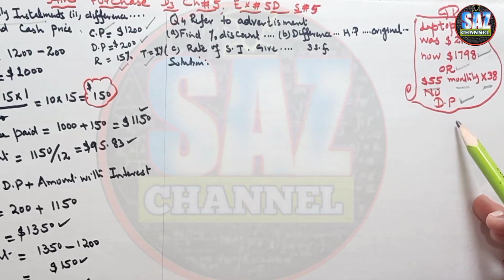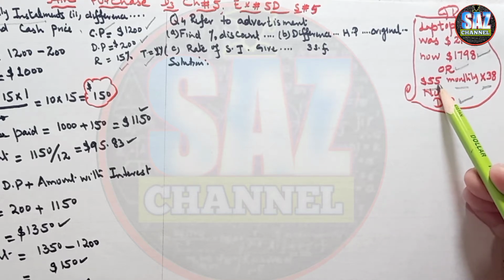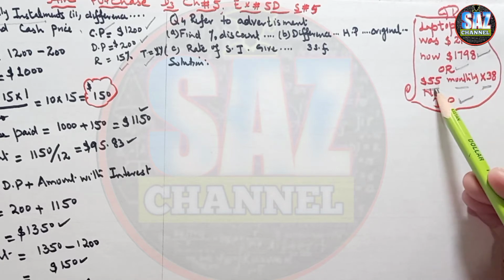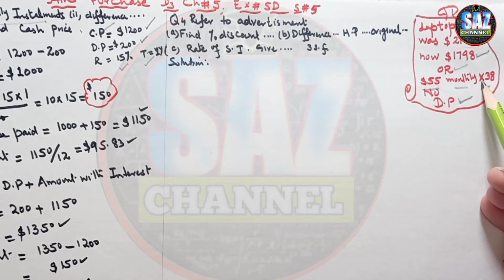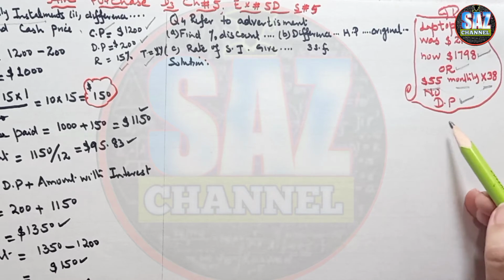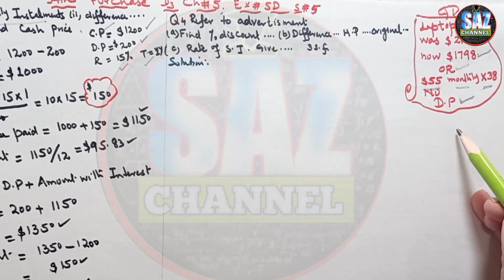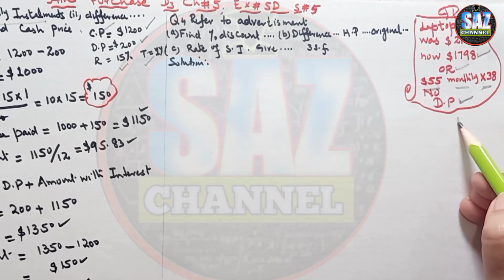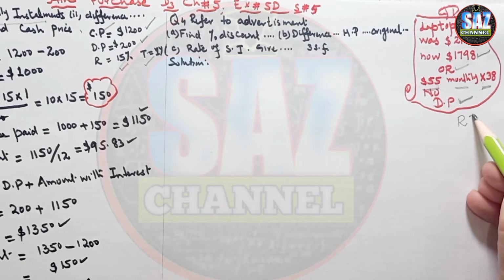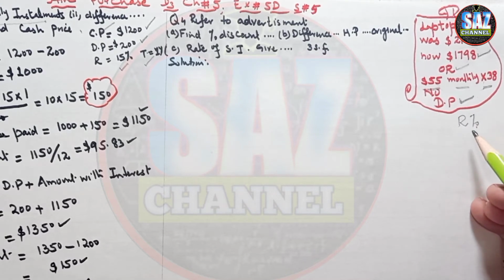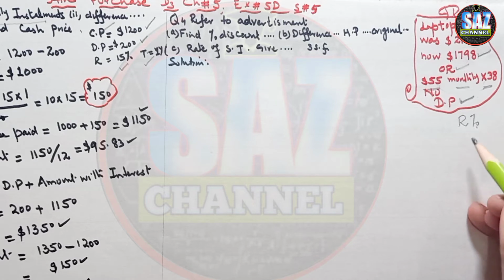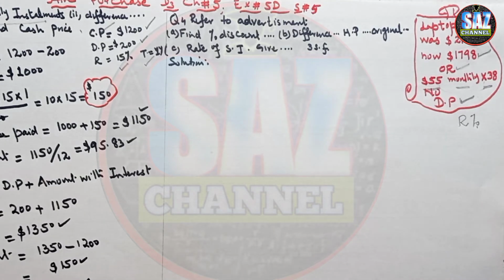Okay, and then how to get the hire purchase price will be obtained by multiplying 55 by 38. And then what is the rate of simple interest charged for hire purchase? Here in this question we have to find the rate of the interest, and we have to give the answer correct to three significant figures. So let's move to the solution of the question.